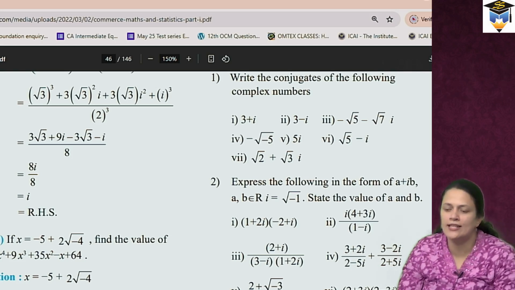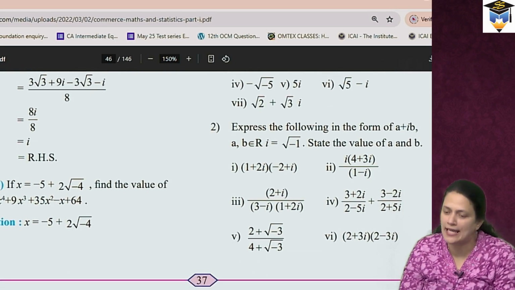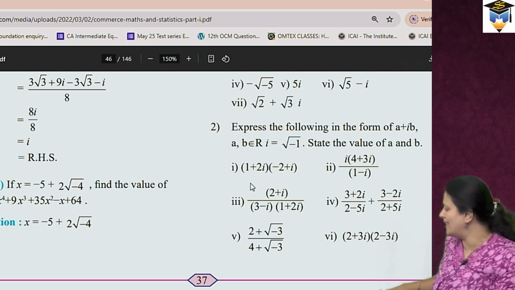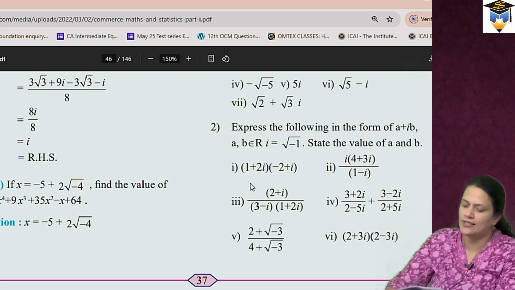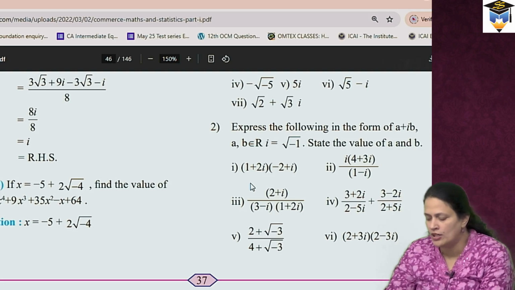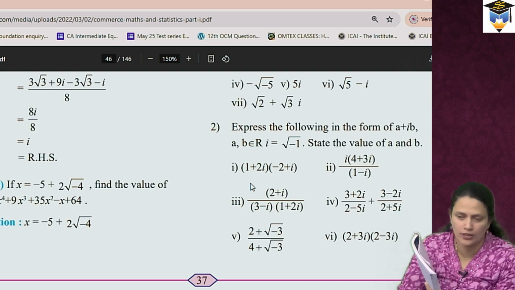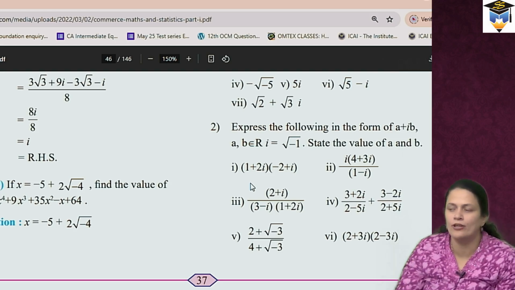So the next question that you can see over here is, express the following in the form of a plus ib, where a, b belong to R and i is equal to square root of minus 1. Okay. So now first one is a multiplication. So just write down or tick the examples that we are going to do right now. From question number 2, we will be doing question 3, question 4. The rest will be for homework. So question 3, question 4 we will be solving over here.